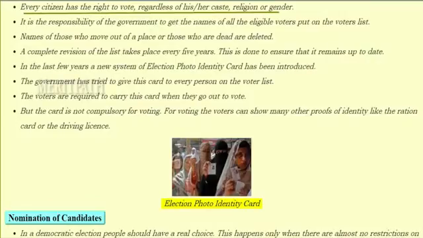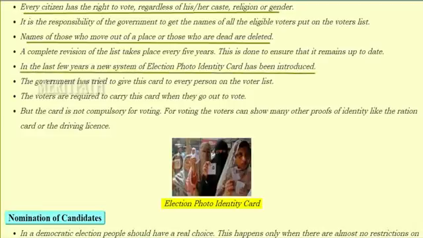Every citizen has the right to vote regardless of caste, religion or gender, and it is the responsibility of the government to put the names of all the eligible voters on the voters list. Names of those who move out of a place or those who are dead are deleted. Complete revision of the list takes place every 5 years. So it ensures that the list is up to date.